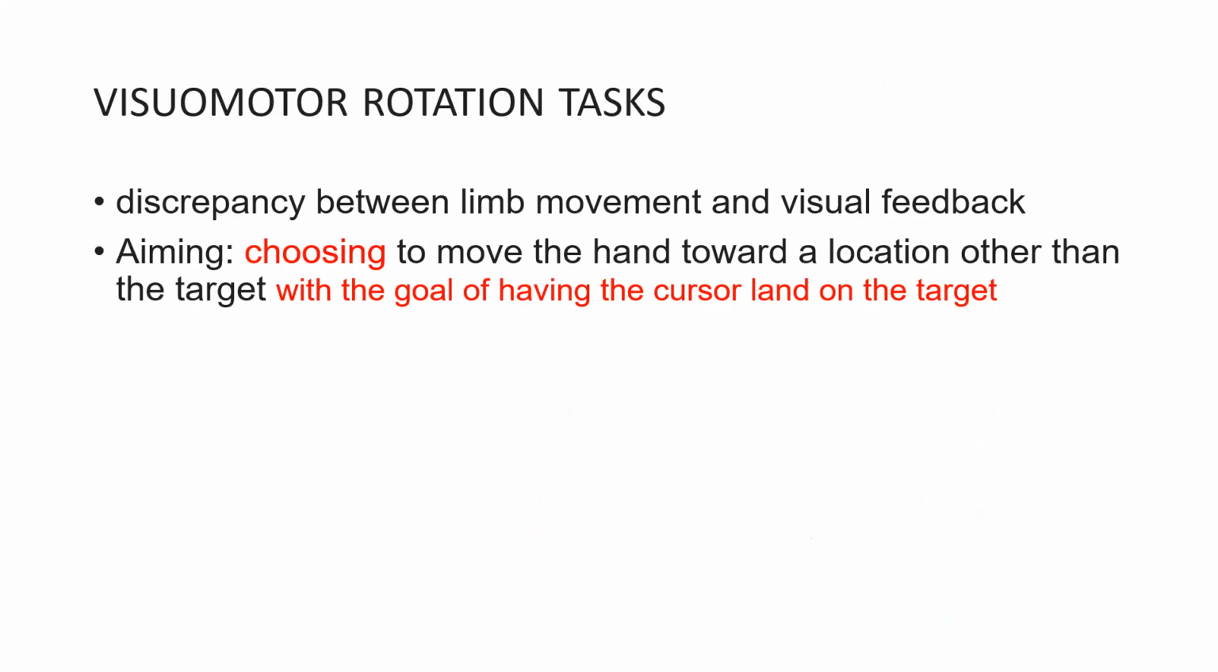And aiming is defined in this task as choosing to move the hand toward a location other than the target, with the goal of having the cursor land on the target. So importantly here, remember for this task, aiming becomes an explicit measure to correct an experimentally introduced perturbation between what you do and what you see.